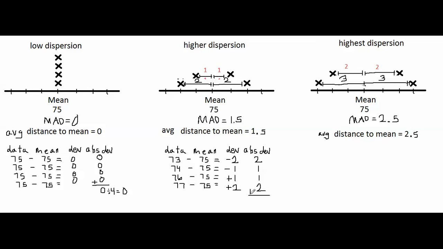We calculate the mean of them by adding them and then dividing the total by 4, because there's 4 numbers in the column. 1, 2, 3, 4. And the answer comes out to 1.5. Like it did here. So it's the MAD, but it's really just the average of all of the distances to the mean. It's the average of all 4 of these distances.